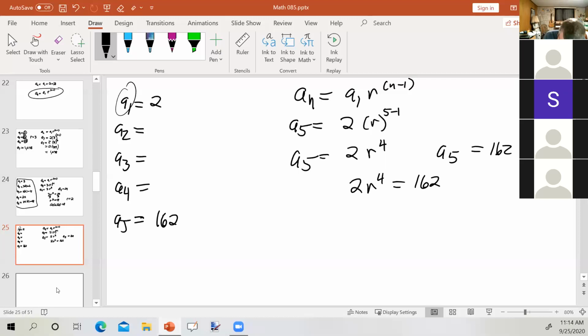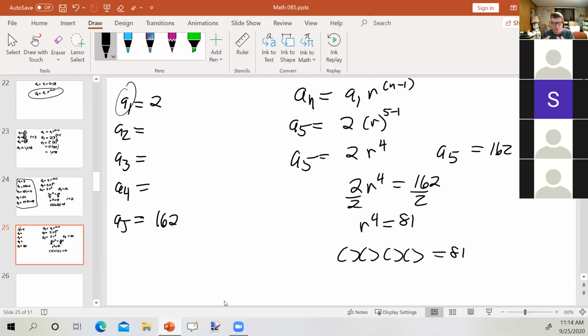All right, I'm going to divide both sides by 2. So r to the 4th power equals 81. So that means that a number times itself is 81. Well, let's see. 1 times 1 times 1 times 1 is 1, so it's not 1. 2 times 2 is 4, times 2 is 8, times 2 is 16. It's not 2. 3 times 3 is 9, times 3 is 27, times 3 is 81. So r equals 3. Remember it said insert 3 positive geometric means, okay?